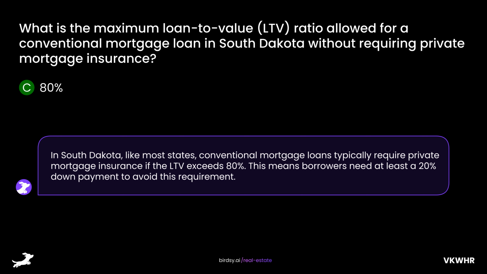In South Dakota, like most states, conventional mortgage loans typically require private mortgage insurance if the LTV exceeds 80%. This means borrowers need at least a 20% down payment to avoid this requirement.